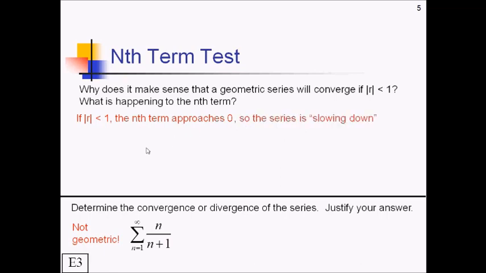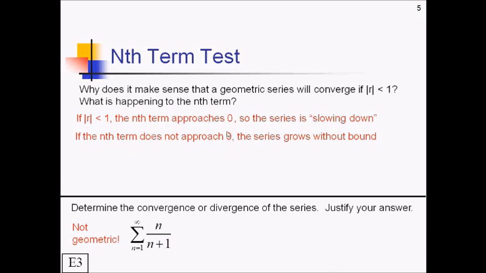Now, this means, looking at it from the other perspective, if your nth term is not approaching 0, if the things you're adding are staying put at like 1, you're adding 1 over and over again, or even worse, if the things you're adding are getting bigger and bigger, that means your series is going to have to grow without bound.